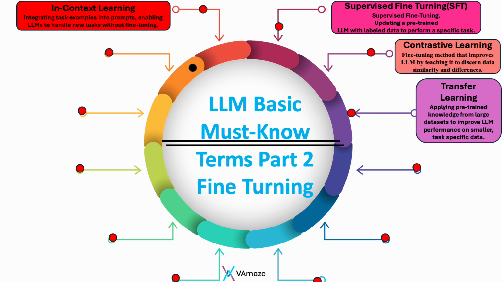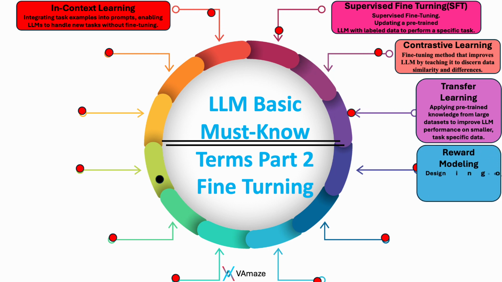The next one is reward modeling. Reward modeling focuses on designing objectives to reward LLM output during the reinforcement learning process by defining clear rewards and penalties. This technique guides the model towards generating desired output, refining its performance based on the feedback.